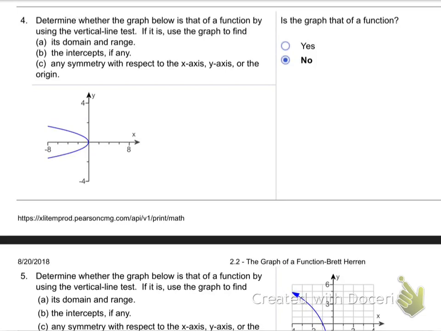Is number 4 a function? No. Boom, not a function. Next question. Those are our favorite ones. It's just no, next question. No more questions, please.